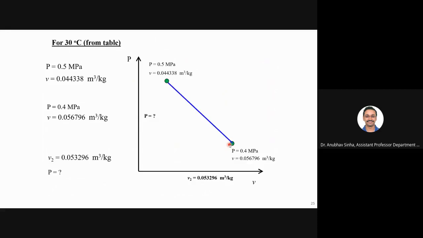From coordinate geometry, you know the x and y coordinates for two points. You can define the equation for this line, right? y is equal to mx plus c. Now I want to know what is the pressure for this particular volume. Can I find it by interpolating? I find the equation for this line, and from that I can approximately find the pressure.